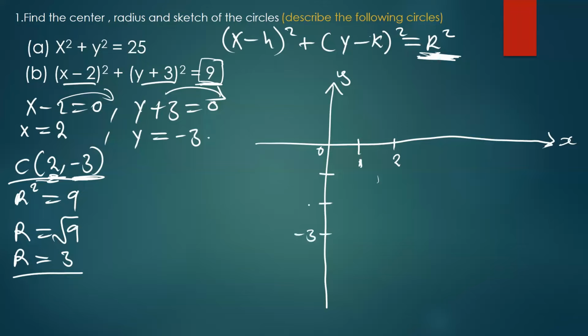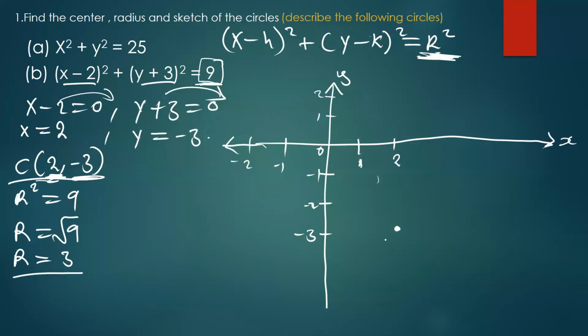Then we have -2. We have -1. So I'll also write 1 and 2 there. Then I'll also write 1 and 2. Of course, these are supposed to be negatives. So now I'm trying to locate the center, which is 2, -3. So 2, -3 will be somewhere there. Yeah, because this is our -3 and that is our 2.